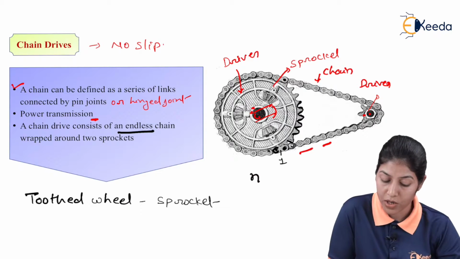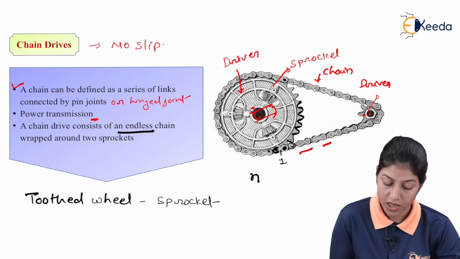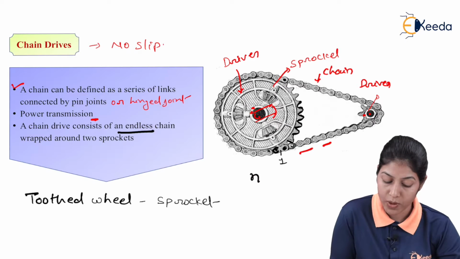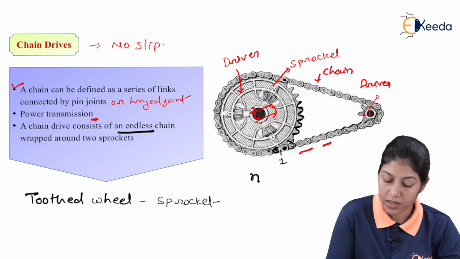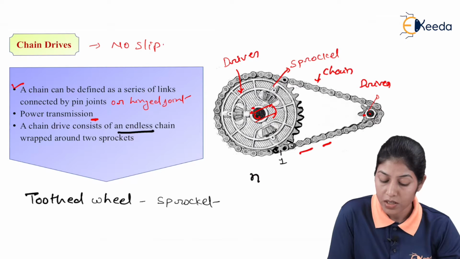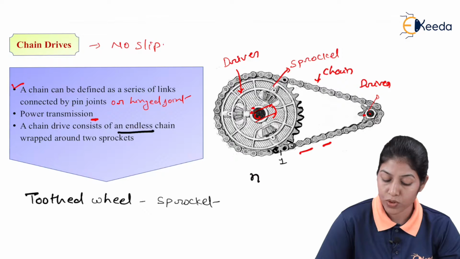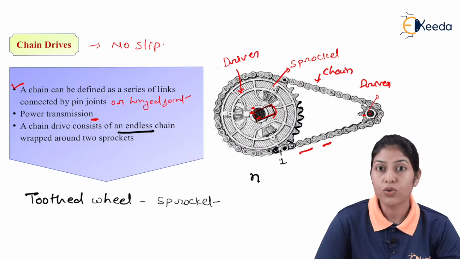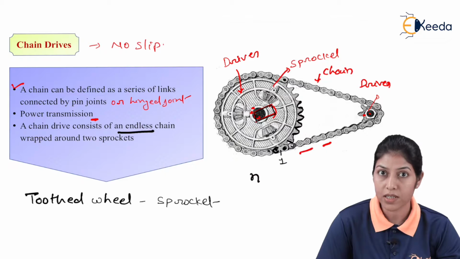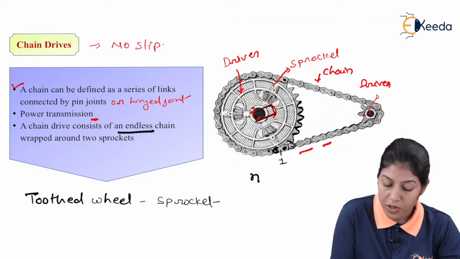This chain drive is the combination of two sprockets, one the driver, another the driven, and the chain. So chain drive we can define as consisting of one endless chain wrapped around the sprockets. Here this is our driving sprocket and this is our driven sprocket. This chain is wrapped around these two sprockets, which are further connected with two shafts, one the driving shaft and another the driven shaft. This chain is fixed into the toothed arrangement of the sprocket, so this chain will not move because of these teeth.